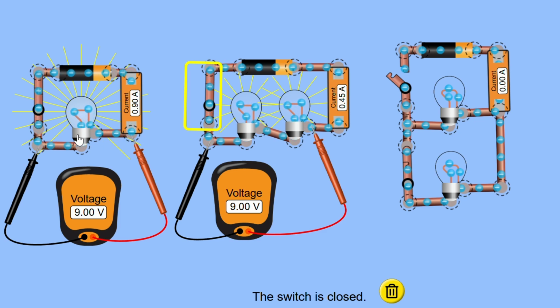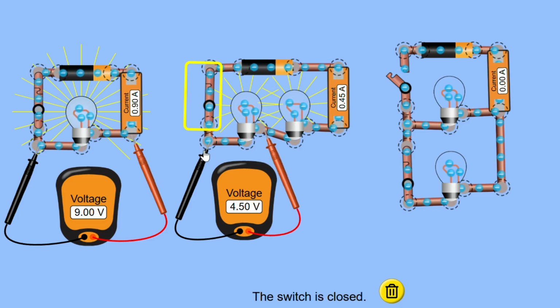Charges are moving slower. The voltage across both is 9, but across each one is only 4.5. So the total energy is divided amongst the 2. 4.5 volts across each one.